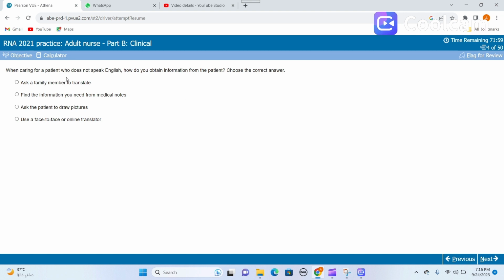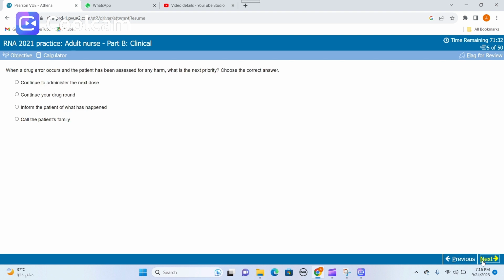When caring for a patient who does not speak English, obtain. Remember, when there is any language difficulty, always use translators. So check with the translator, family member, translate face to face or online. This will be the correct answer.